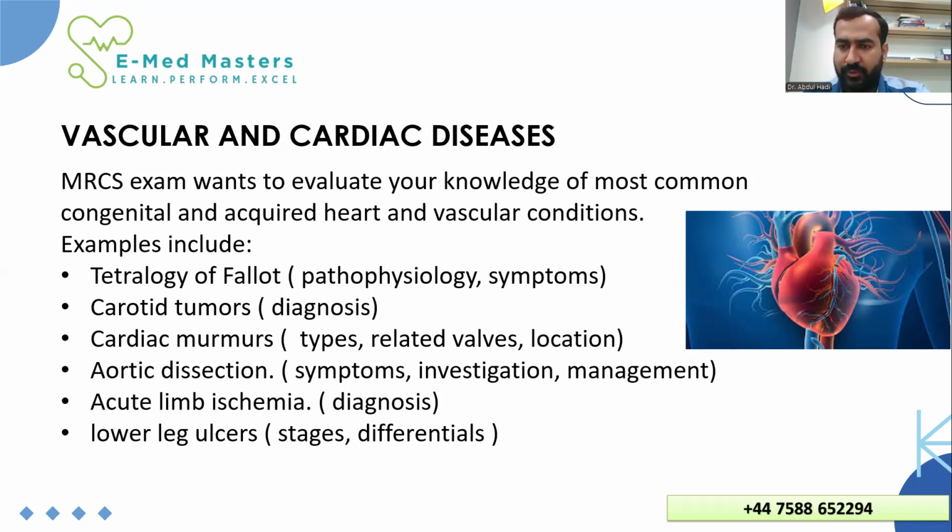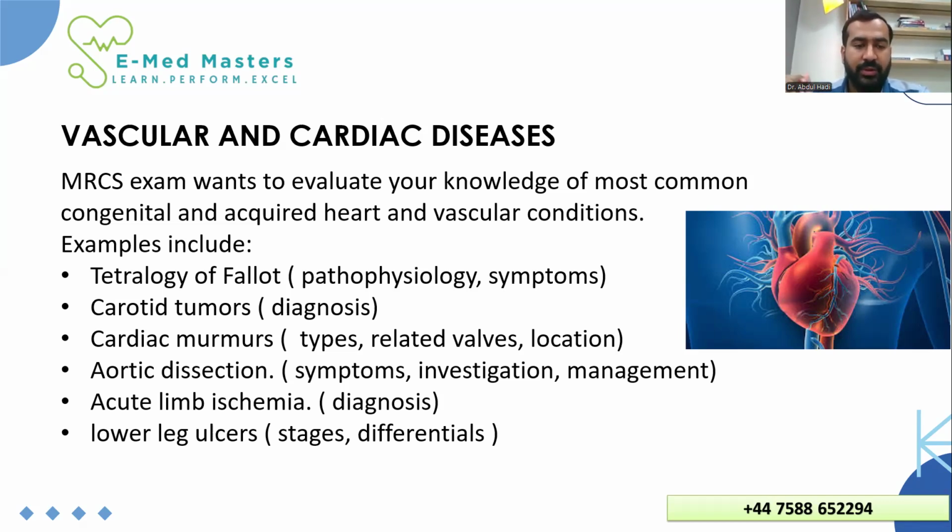So if it's at the fourth intercostal level, you have to know what sound you are hearing, and if it's at the second intercostal level, you have to know what the valve location is and what the murmur type is. Next are the aortic dissections.